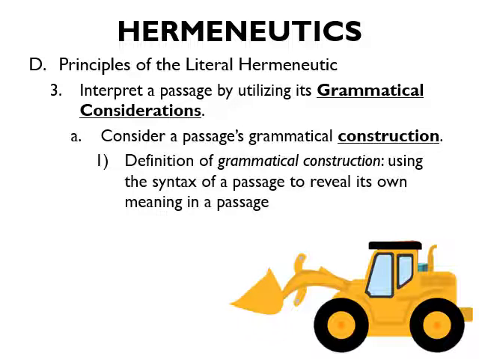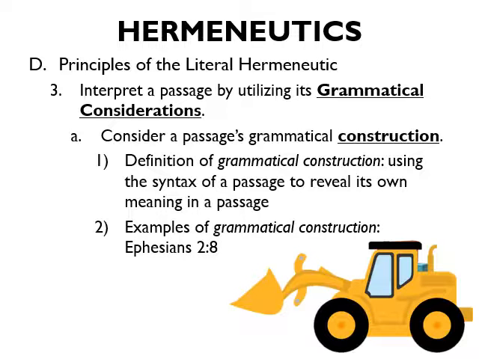Well, number one, the definition of grammatical construction is using the syntax of a passage to reveal its own meaning in a passage. This means if we want to figure out what a verse means, sometimes if we can just look into the grammatical construction of how it's put together, it actually will shed so much light onto what we're trying to figure out. An example of this can be seen in Ephesians 2, verse 8. Let's look at that verse real quick.